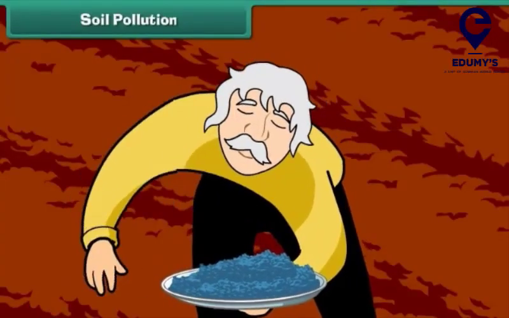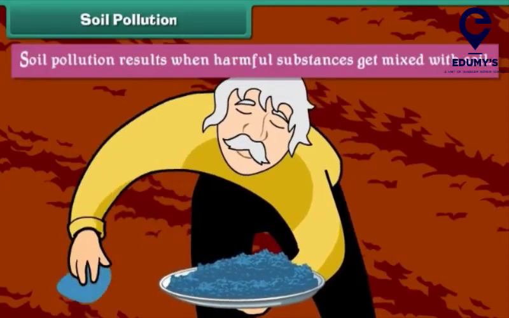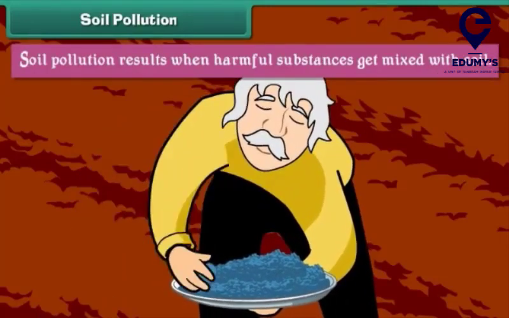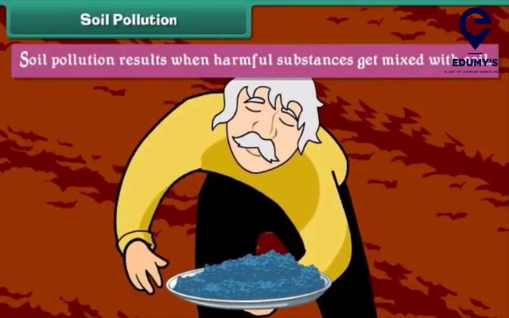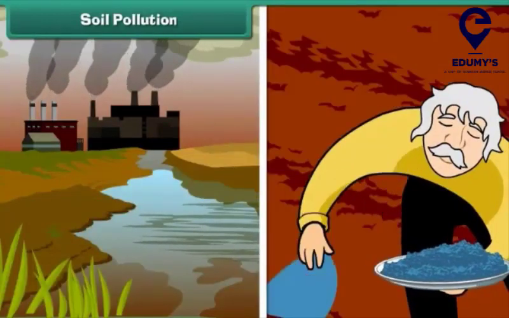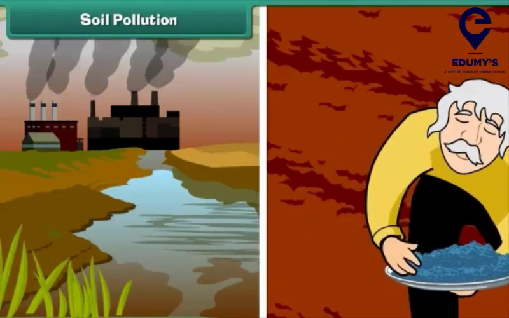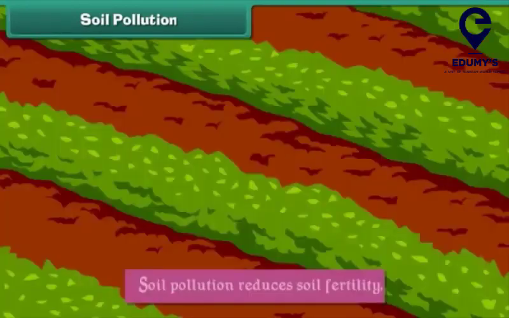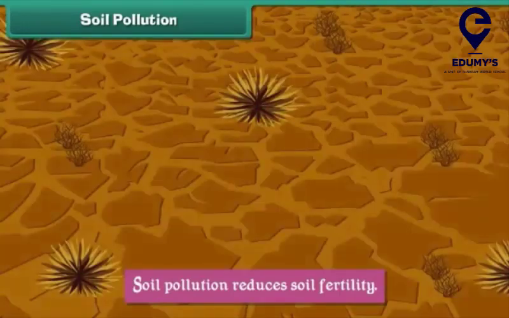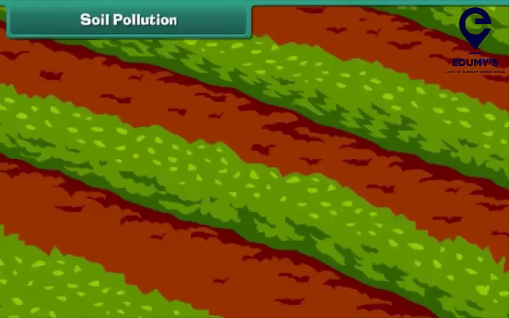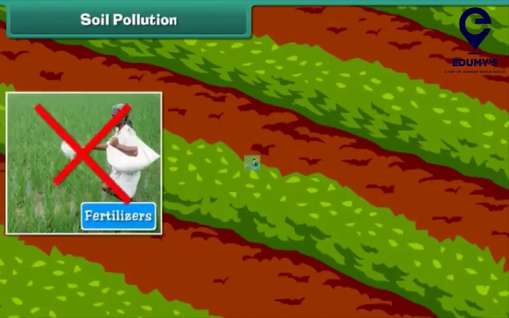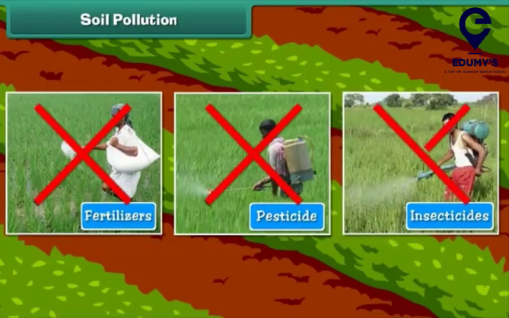Soil pollution. Soil pollution results when harmful substances get mixed with soil. Industrial waste, fertilizers, pesticides, and insecticides pollute soil. Soil pollution reduces soil fertility. We can prevent soil pollution by reducing usage of fertilizers, pesticides, and insecticides.